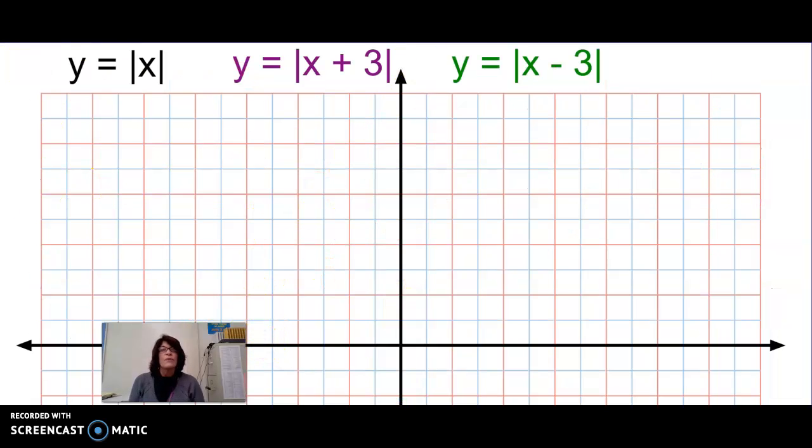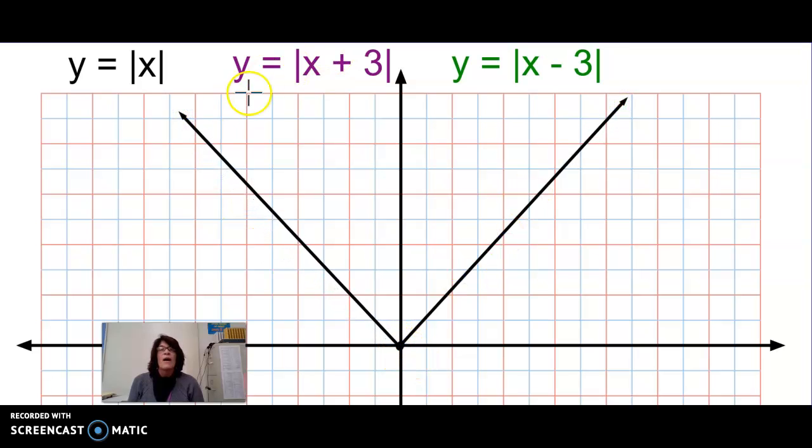Let's see what happens if we take our V, same V, y equals absolute value of x. I know what that looks like. It's a V. But y equals absolute value of x plus 3. In other words, I'm not taking the absolute value until after I add 3. What does that do? Let's see.